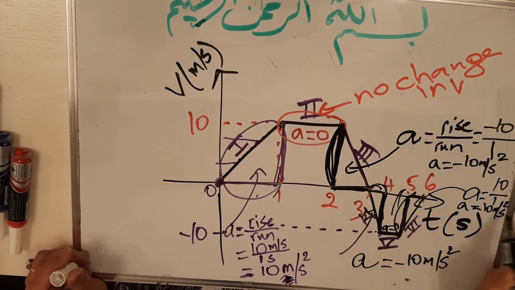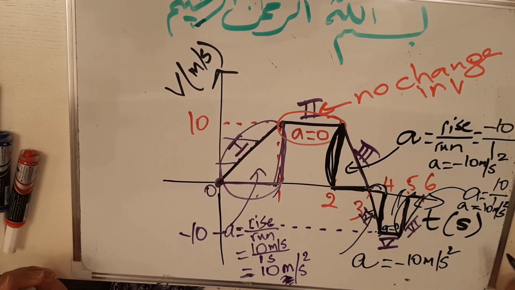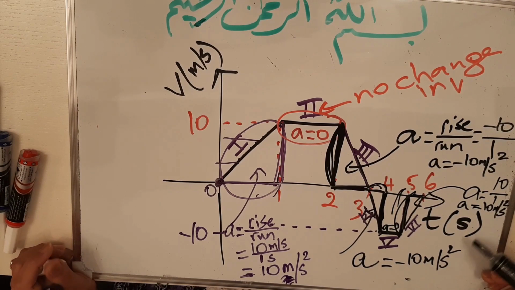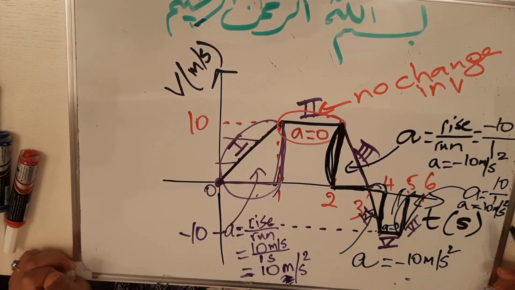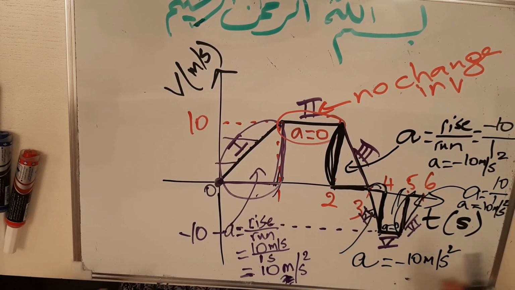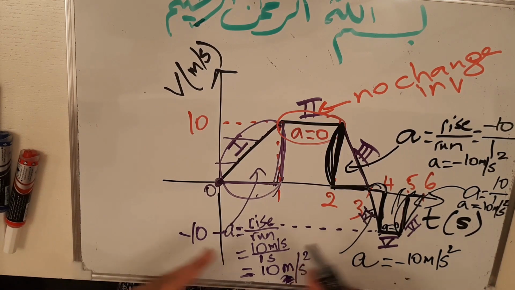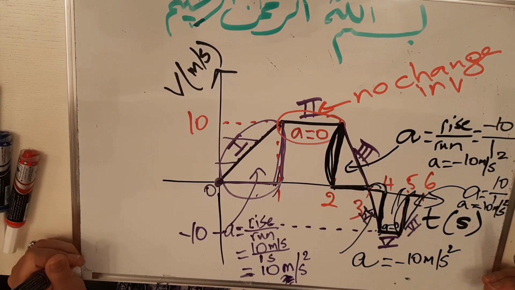And again, this is not a really realistic acceleration for an object. This is the acceleration of gravity, actually. But I just wanted to show you a graph of v versus t and how you can calculate the acceleration.